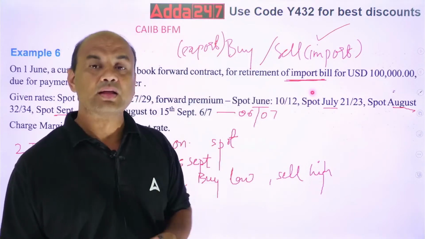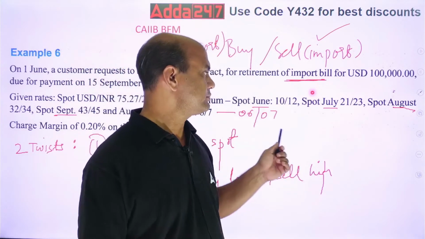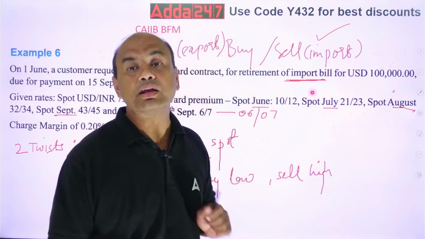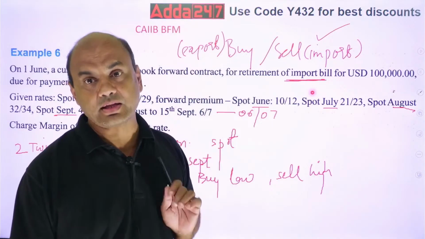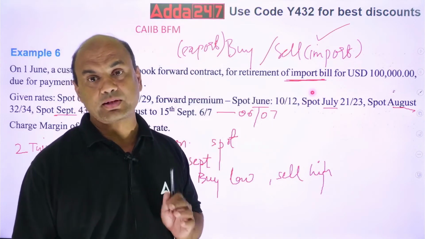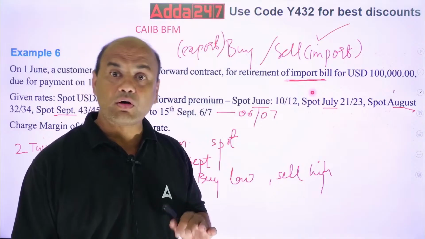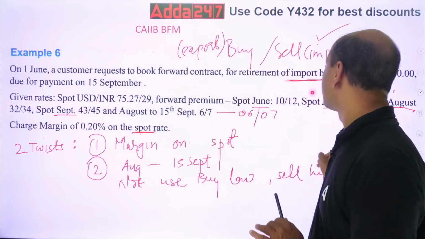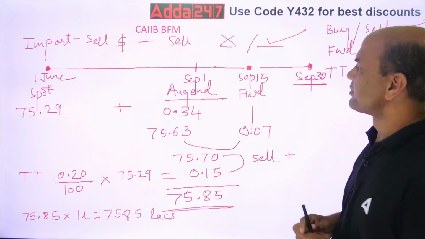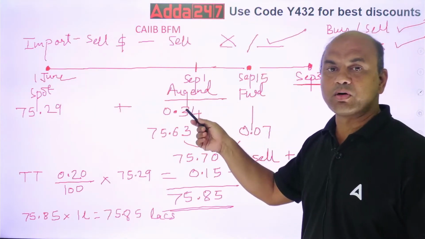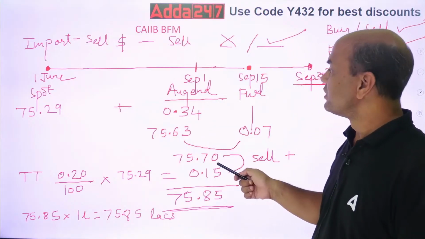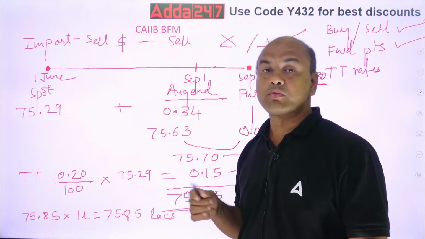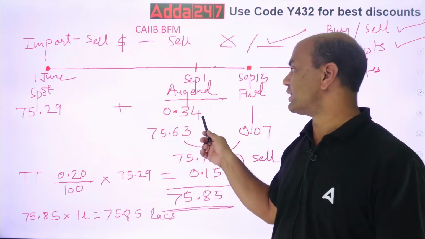Okay? Now I'll ask you one question. I want the rate for September beginning. So September beginning means what rate will it be? August end, isn't it? September beginning will be August end. Right? So I'll take the August end rate. What is the August end rate? For that, what do I have to do? Let's write the forward points.